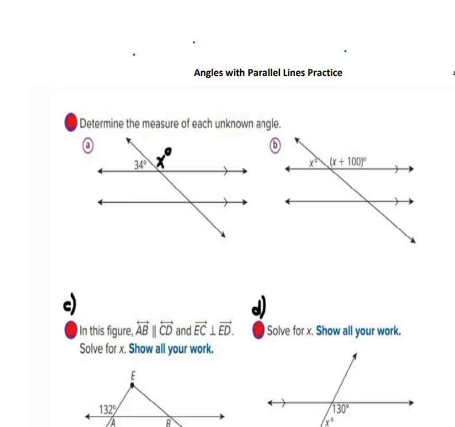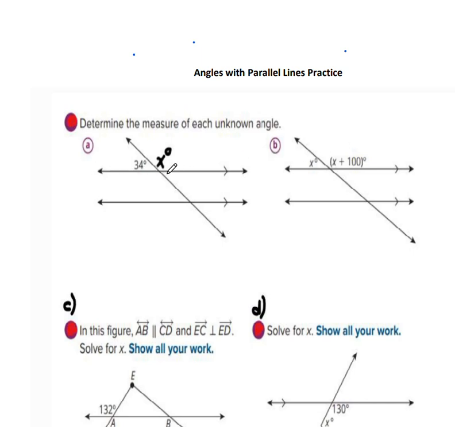In this video I'll be looking at some interesting questions in angles with parallel lines. These topics are relevant for students studying geometry in high school as well as for pre-algebra preparations for students preparing for their SBAC examinations. Here we are told to determine the measure of the unknown angles.